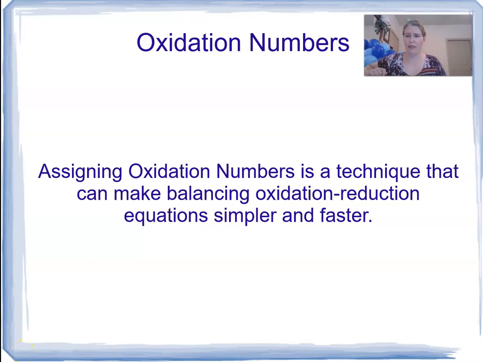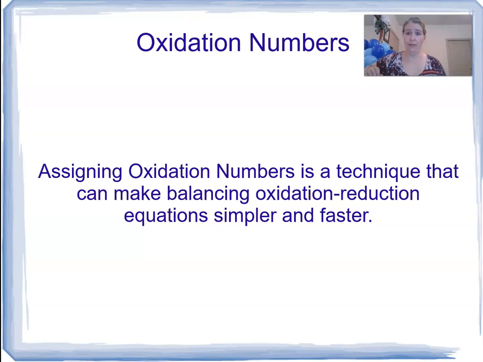Oxidation numbers are almost a bookkeeping technique that helps us balance oxidation reduction, or redox, reactions simpler and faster. When we're doing oxidation numbers, we're essentially pretending that everything in the universe is ionic, and we can use ionic rules. That's not the truth. We know it's not the truth.